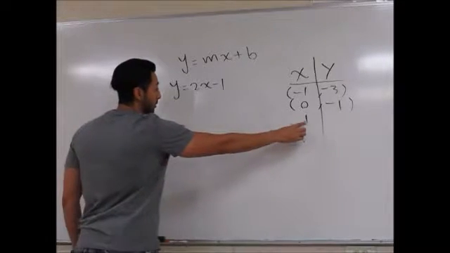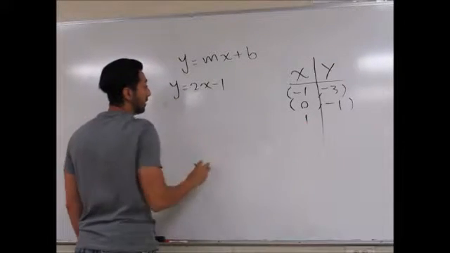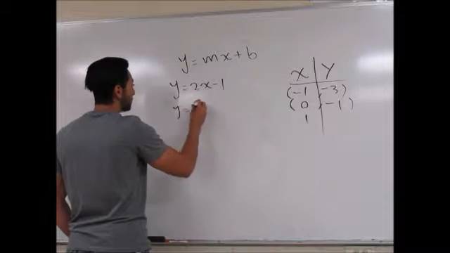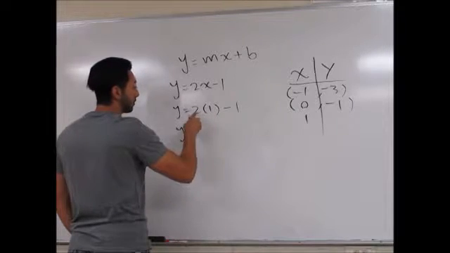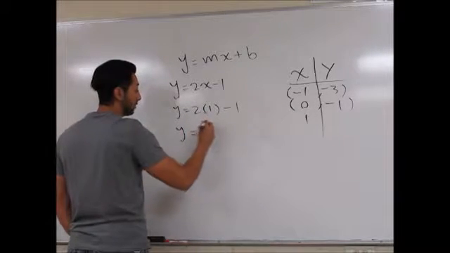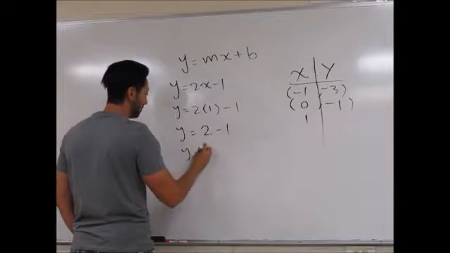2x minus 1. I'm going to input a value of 1 into my x now. y is equal to 2, that x is a 1 now, minus 1. y is equal to, recall anything times 1 is itself, so that will be 2 minus 1, and that will give me 1.